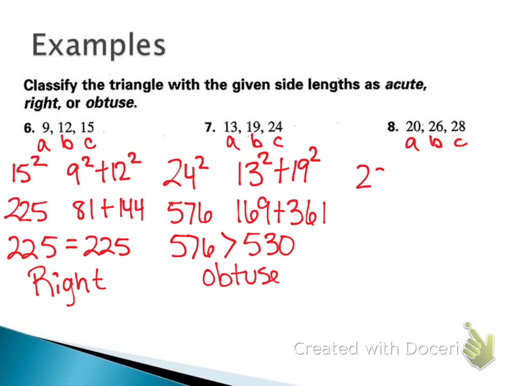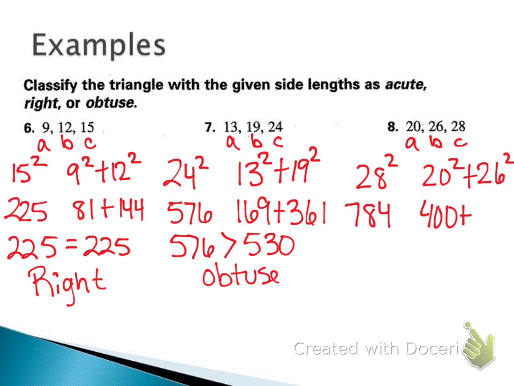On the last one, 28 squared is getting compared to 20 squared plus 26 squared. What is 28 squared? 784. 20 squared is 400. 26 squared, 676. If we add 676 and 400, what do we get? 1076. How do those numbers compare? 784 is less than, so it is acute.